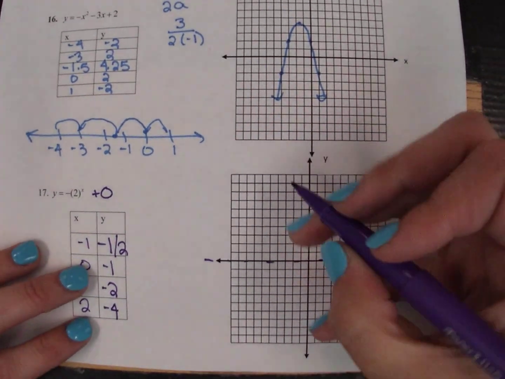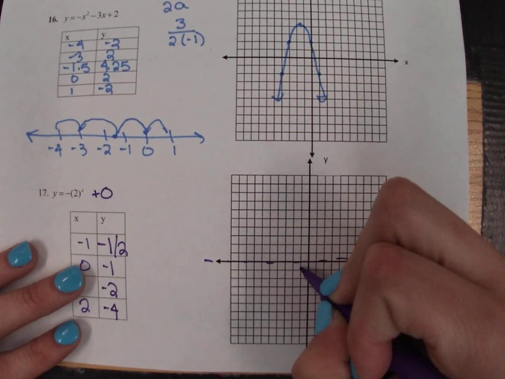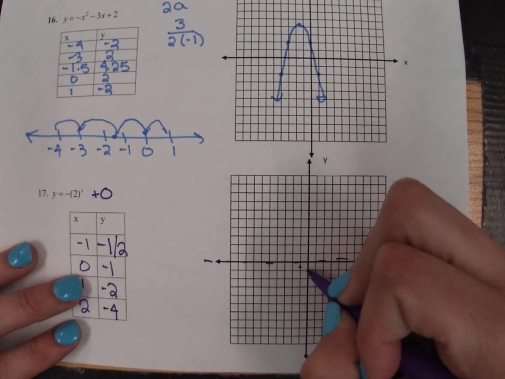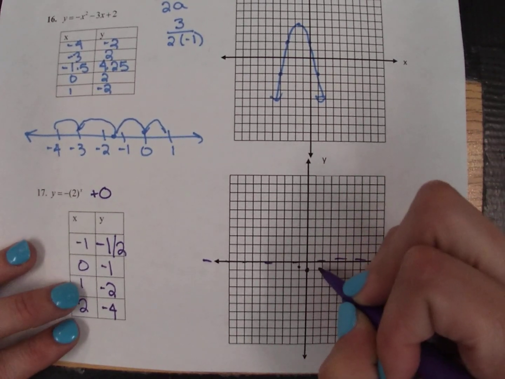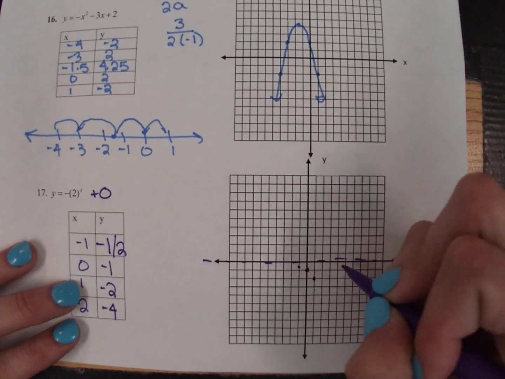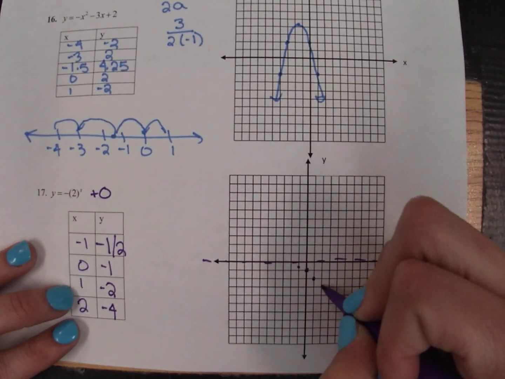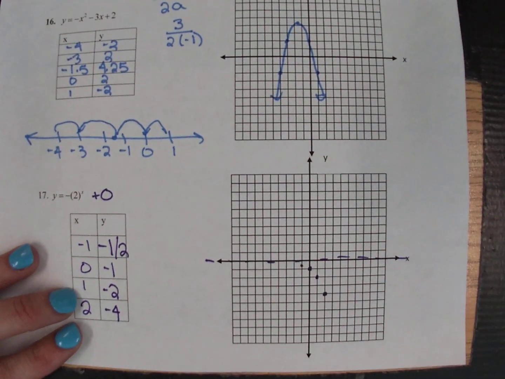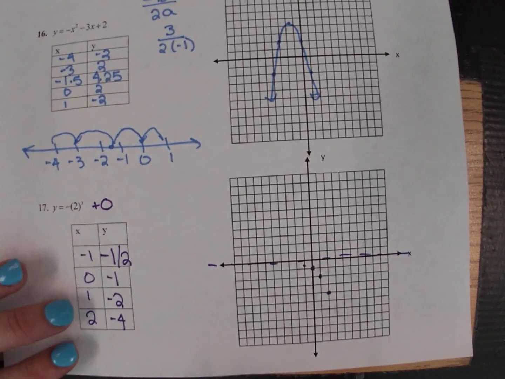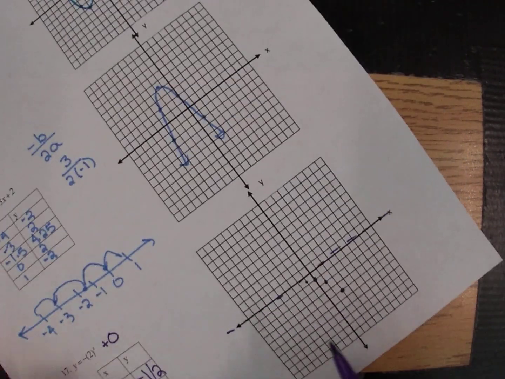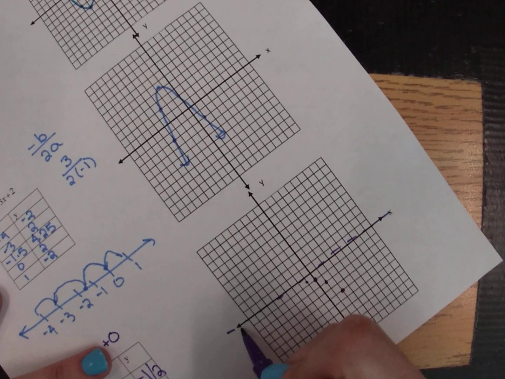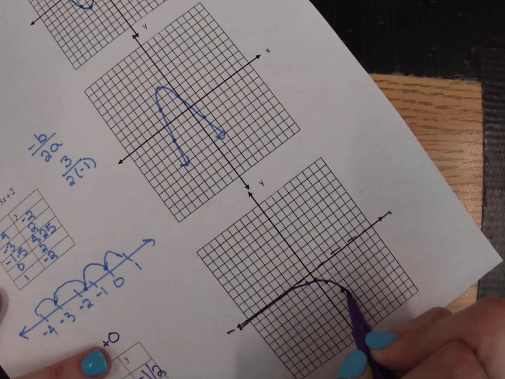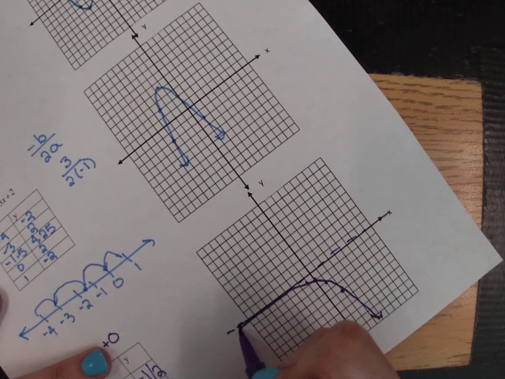Okay, so we'll go to graph these values. Negative 1, negative 1/2. 0, negative 1. 1, negative 2. 2, negative 4. Okay, so we know that this is a swoop shape, so that's showing us our downhill where we can't cross 0. So we're coming across here, and then we are swooping down.